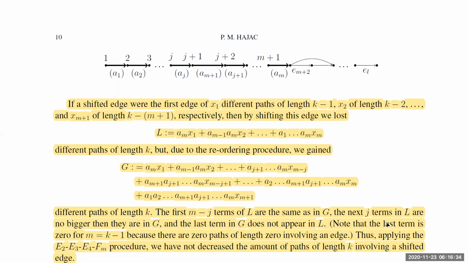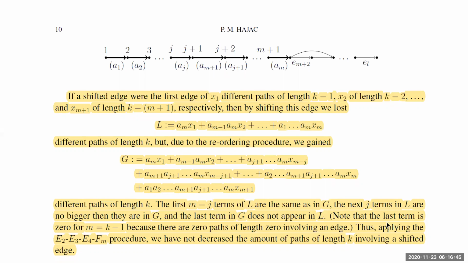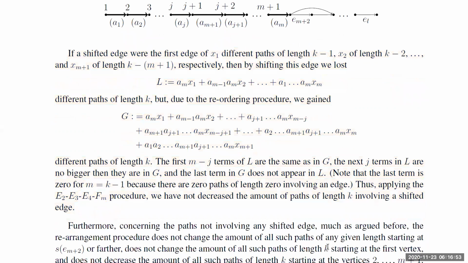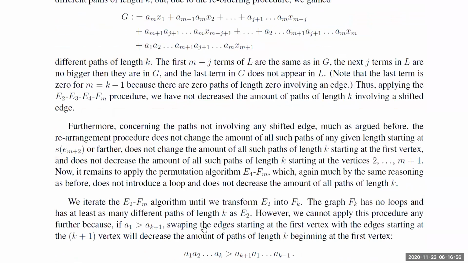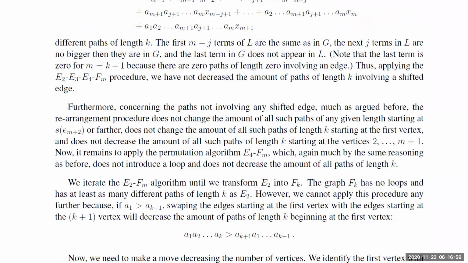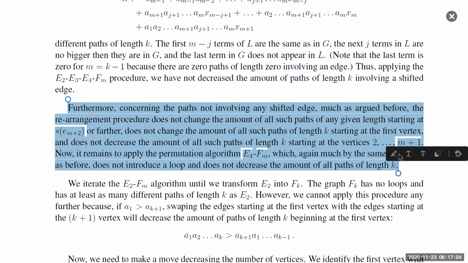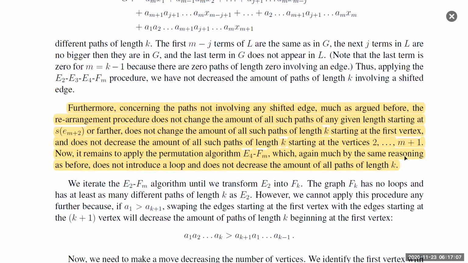So thus, we have shown that applying this E2 to E3 to E4 to Fn procedure, we have not decreased the amount of paths of length k involving a shifted edge. So now we still have to argue about paths of length k not involving any shifted edge. And this is what we do in the next step. So let me now highlight it. We've got it. So let's consider the paths not involving any shifted edge.